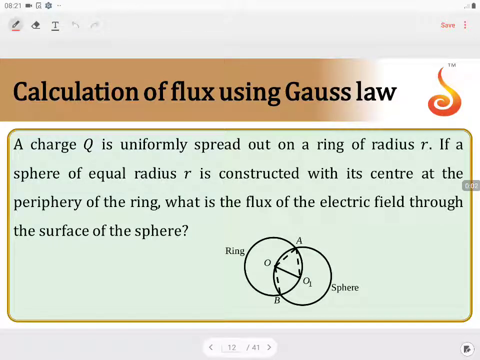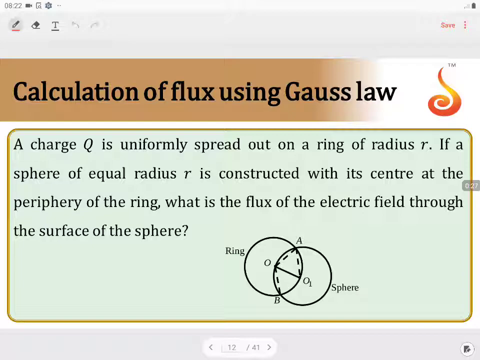A charge q is uniformly spread out on a ring of radius r. If a sphere of equal radius r is constructed with its center at the periphery of the ring, what is the flux of the electric field through the surface of the sphere?